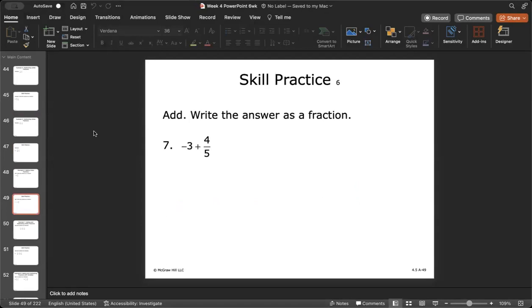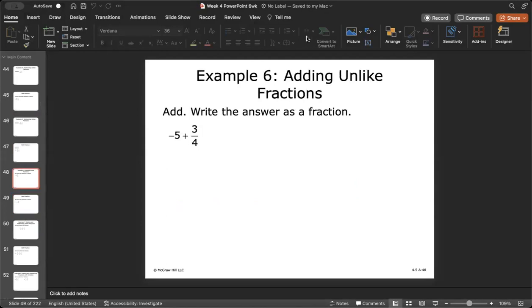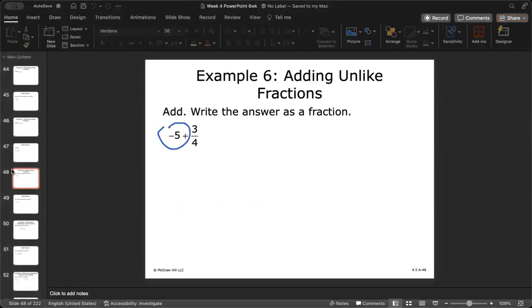One thing to take note of here, let's look at something like this. It says, write the answer as a fraction. And notice this number right here is not a fraction. So how do we use our concepts of adding fractions when you have just a plain number like -5? Well, the idea is that you can write every number as a fraction by taking that number and placing it over the value of 1. So this really is treated as -5 over 1 plus 3/4.